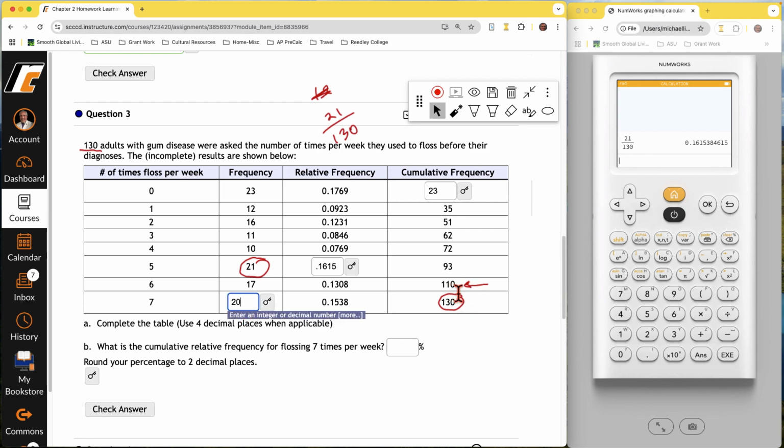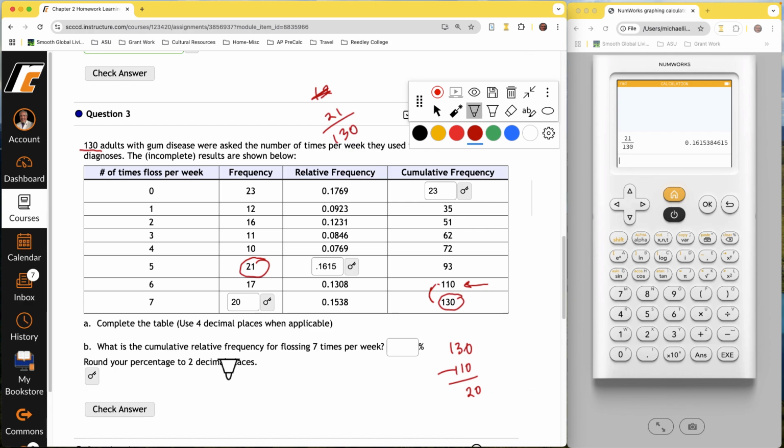Again, we just take the difference between these two, because that's what it was. So 130 minus 110 gives us the 20. You could have also added all these and said, okay, there's supposed to be 130. What's missing? 20. And that's sort of what this cumulative gives us. So we've got the table completed.